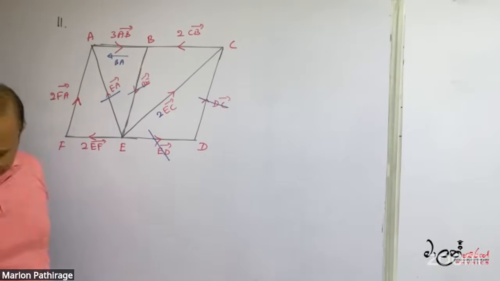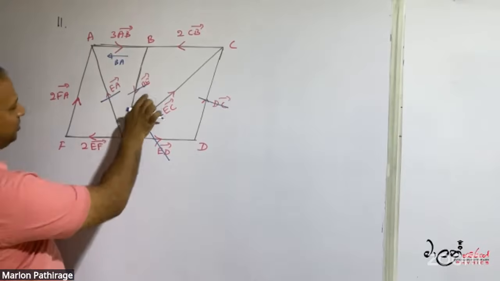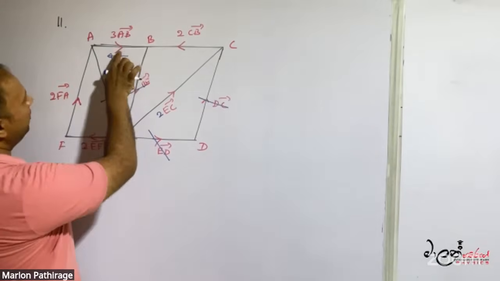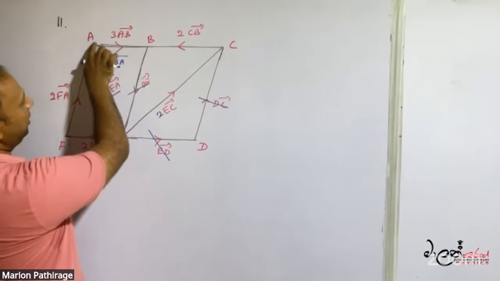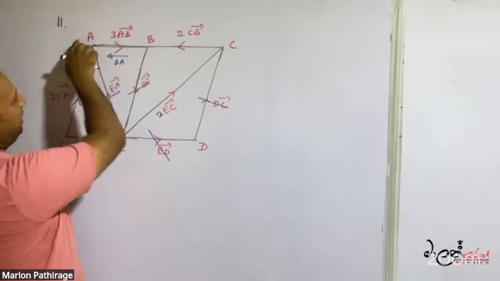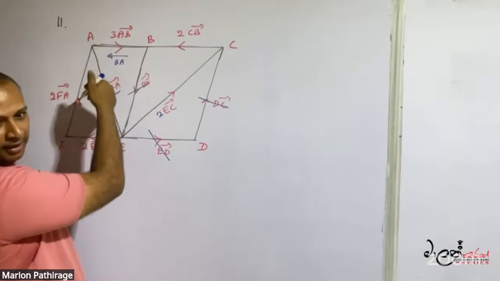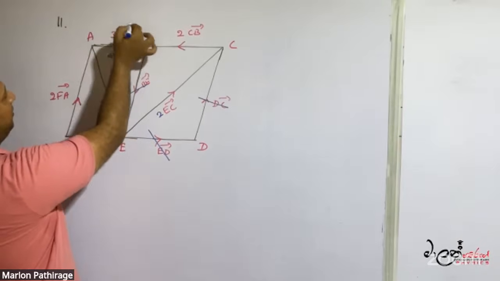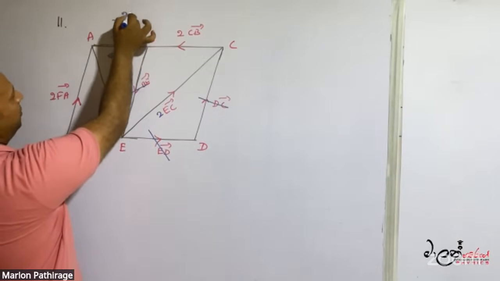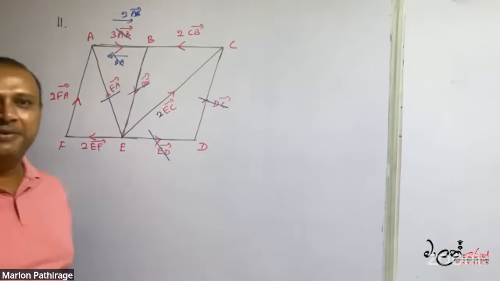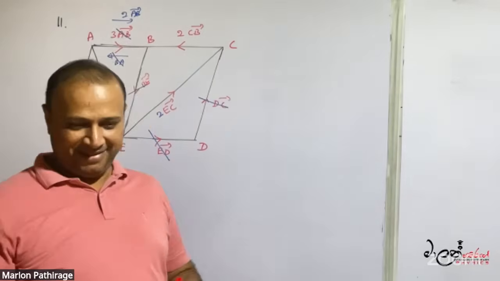I can remove these two. And look at this one. Here to here AB, here to here BA. Then I can remove one of them, and from here to here we get 2 times AB. Is that clear?